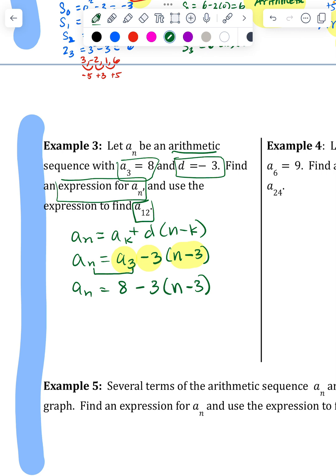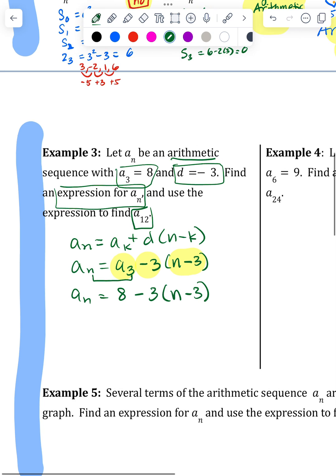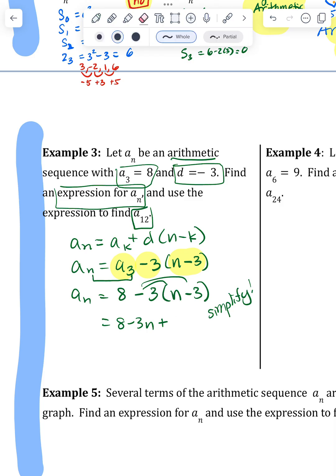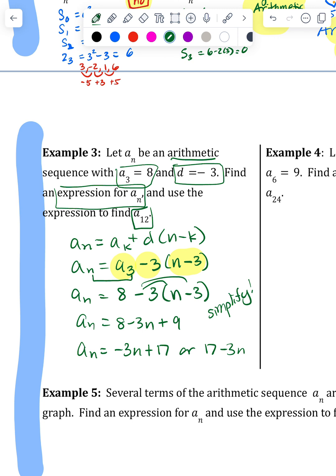You do, however, need to simplify this. And so this is going to require you to distribute that -3. Be careful because the -3's cancel out to become positive, and also they become 9. And so when I'm done, my general expression for how to find these terms is going to be -3n plus 17, or you could write it as 17 minus 3n.